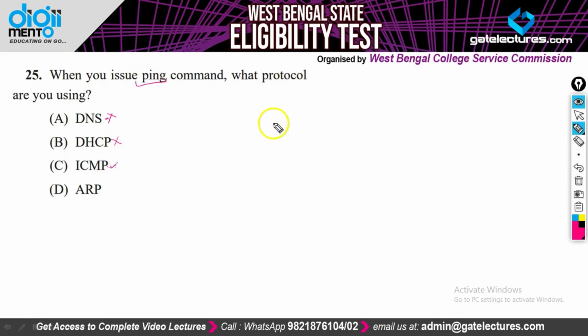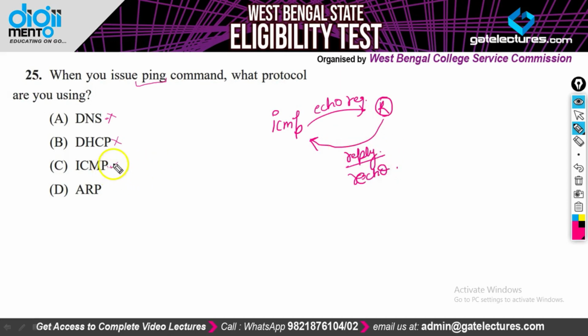What ICMP does, along with ping, is generate an echo request to the receiver, and if our receiver is reachable and does not fall under any congestion, then it responds. Then we get a reply. It is an echo request, and what we get in reply is an echo. And that is how we can know that our destination is reachable.